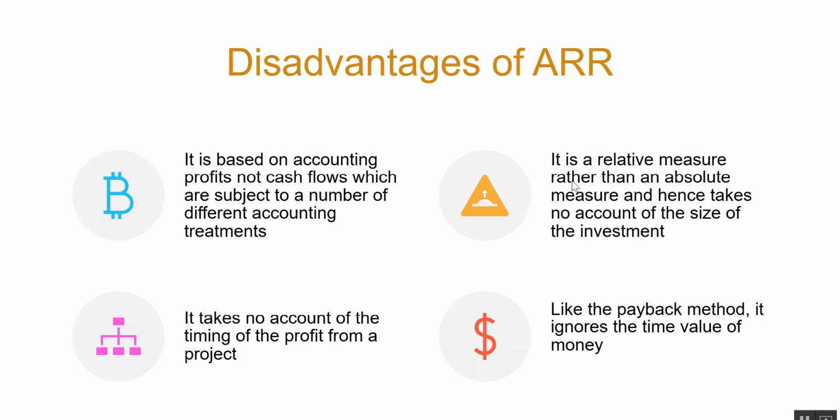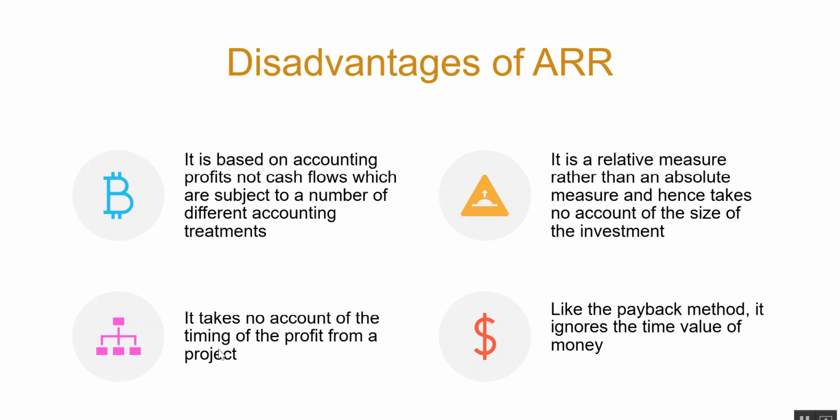What is the second disadvantage? It is a relative measure rather than an absolute measure, and hence takes no account of the size of the investment. For example, two different projects might give the same ARR on a 100,000 investment as well as a 1 million investment. So it does not take account of the size of the investment. So that is the second disadvantage.